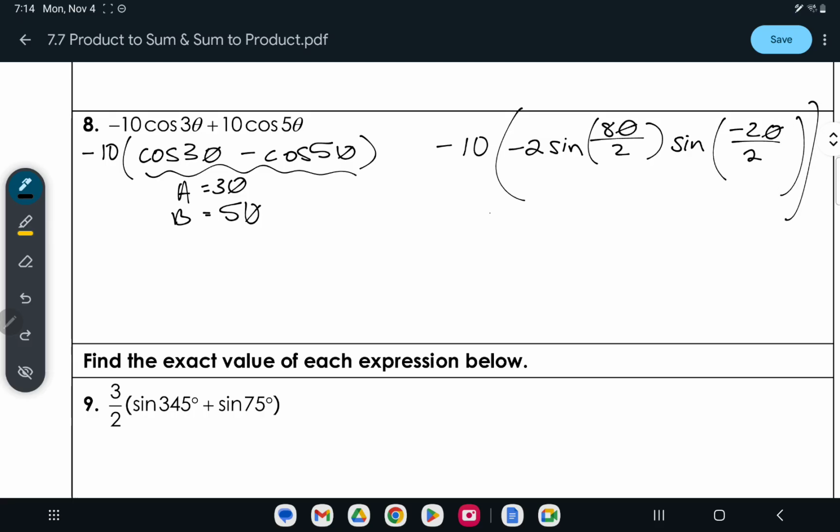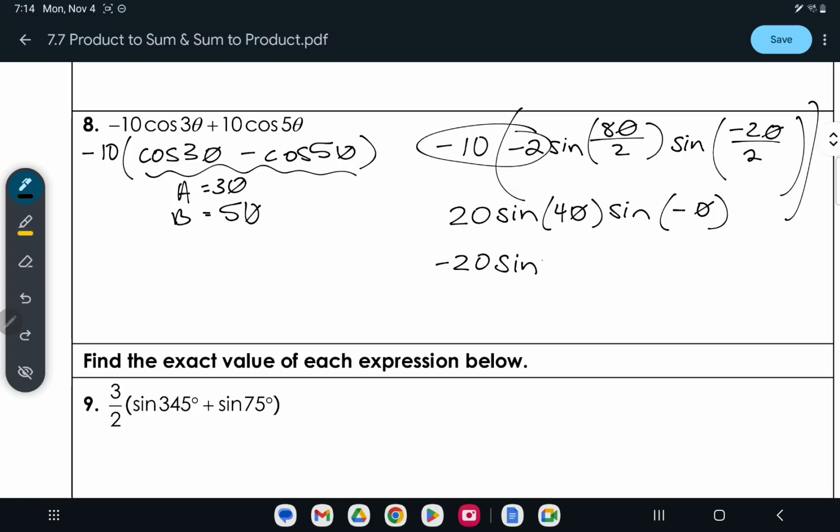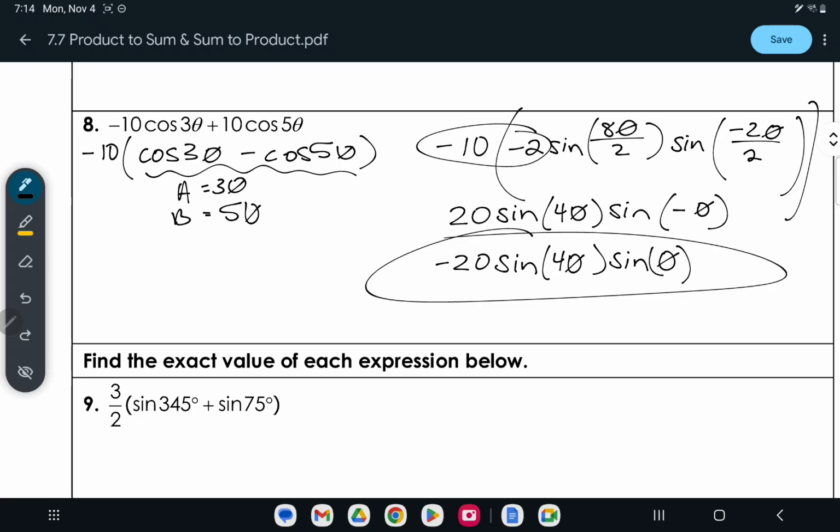And then let's clean this up. The constants I can multiply, so I get 20. And that's sine of 4 theta times sine of negative theta. And remember that negative can be pulled out to the front. So really it's negative 20 sine of 4 theta sine of theta. Okay.